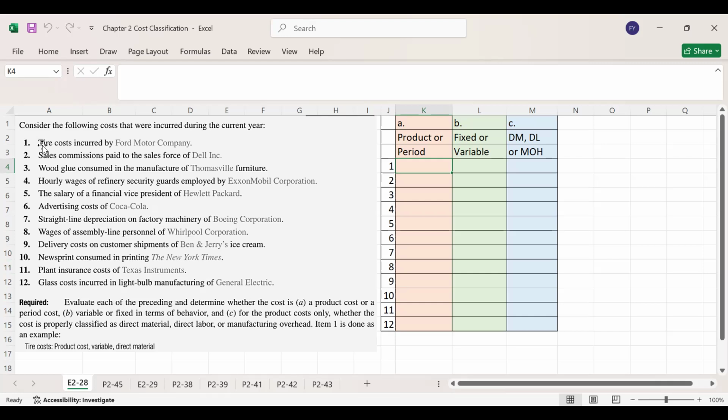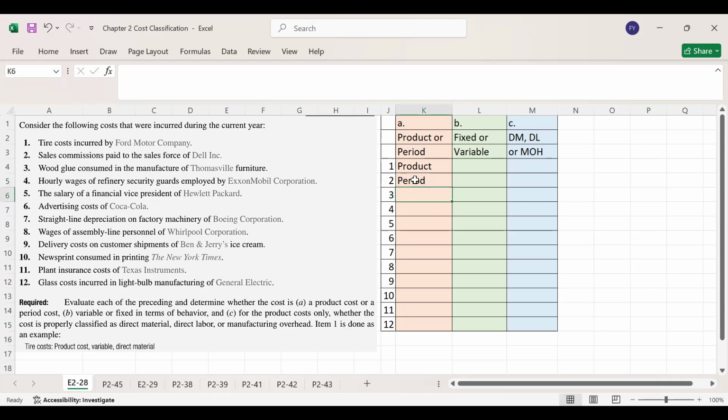First of all, tire cost incurred by Ford Motor Company. Tire is the main part of the product. So tire cost is a product cost. The next one is sales commissions paid to the sales force of Dell Incorporated. Sales commission is not directly associated with the production of a product or services, especially in the case of Dell Incorporated, which is related to computers and so on. So sales commission is basically a type of period cost. So this is a period cost.